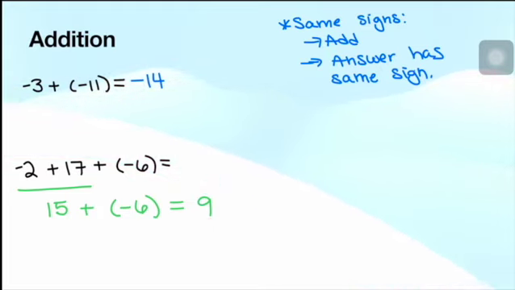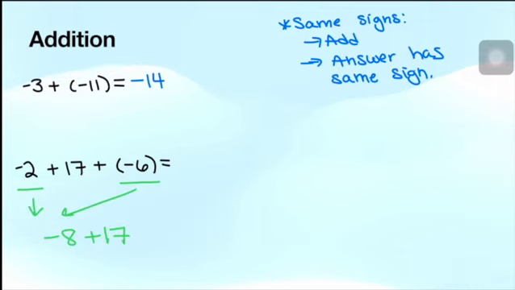So in this case, I added from left to right, but I could actually go in any order I want. I could start by taking the -2 with the -6. Same sign, we add the numbers. -2 plus -6 is -8. And then -8 plus 17, opposite sign, so I subtract, and I get +9.